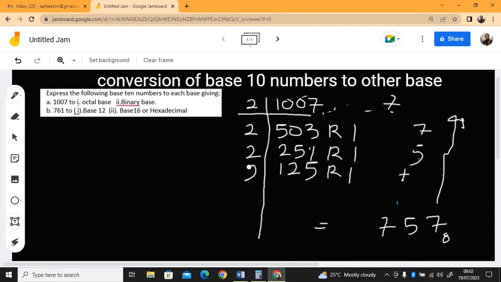I can use 2 again. 2 goes in 12, that is 6, right? 2 goes in 5, it has to give us 2, right? So remainder 1. 125 divided by 2 is 62, remainder 1, right? So 2 again, this is going to take a long period. 2 in 6 is 3. And 2 in 2 is 1. There's no remainder here, so remainder is 0.